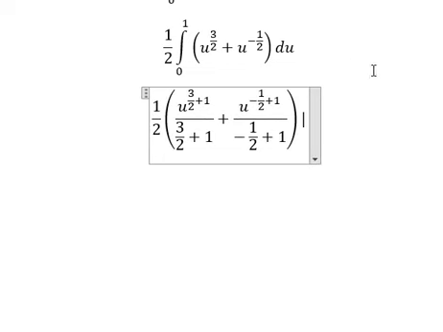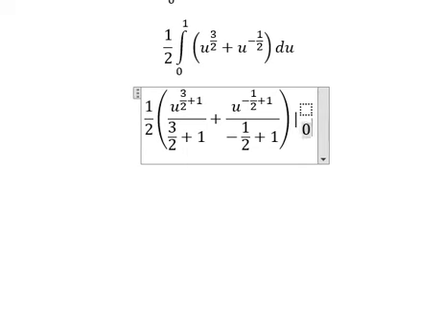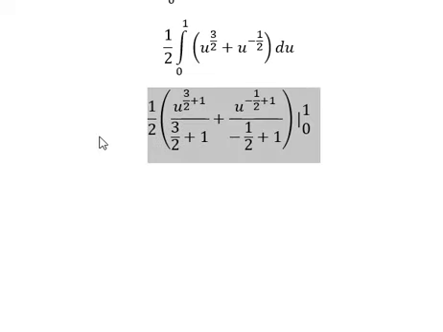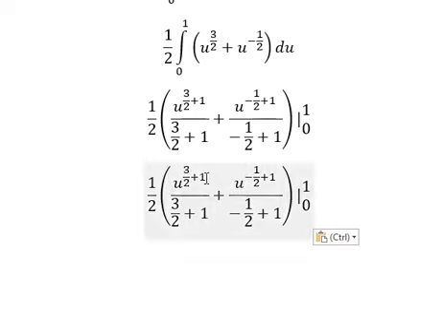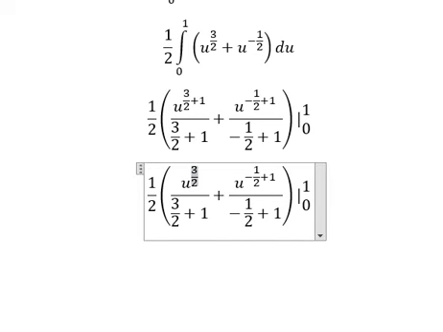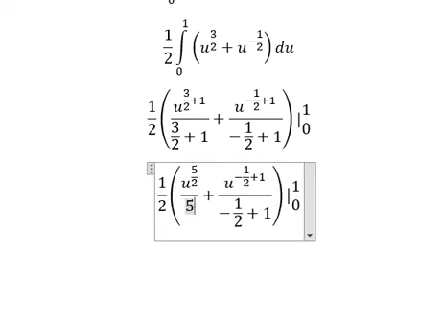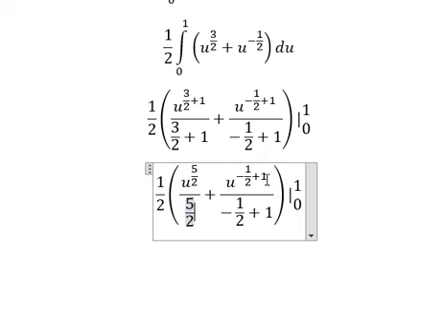And we put the bounds from 0 to number 1. And this one that is about 5 over 2. This one that is about 5 over 2. This one that is about 1 over 2.